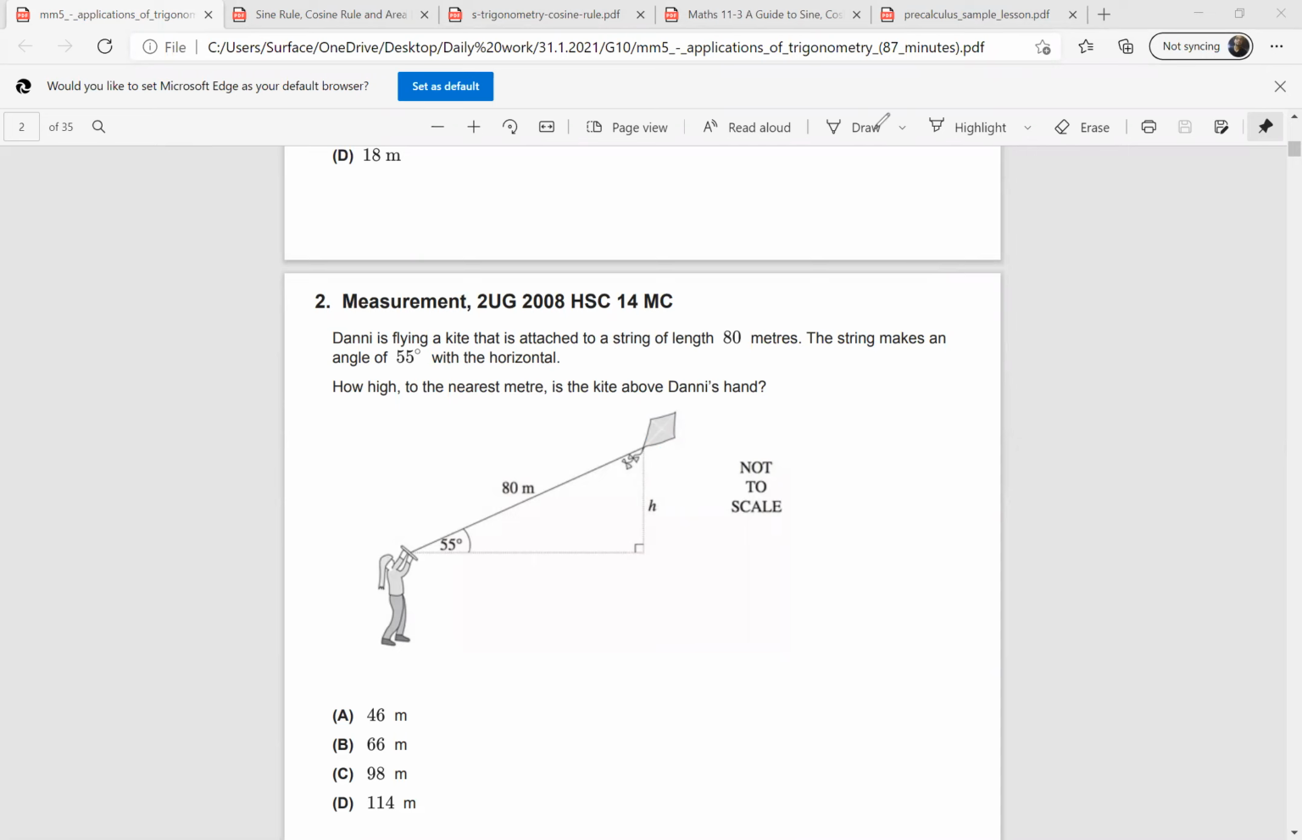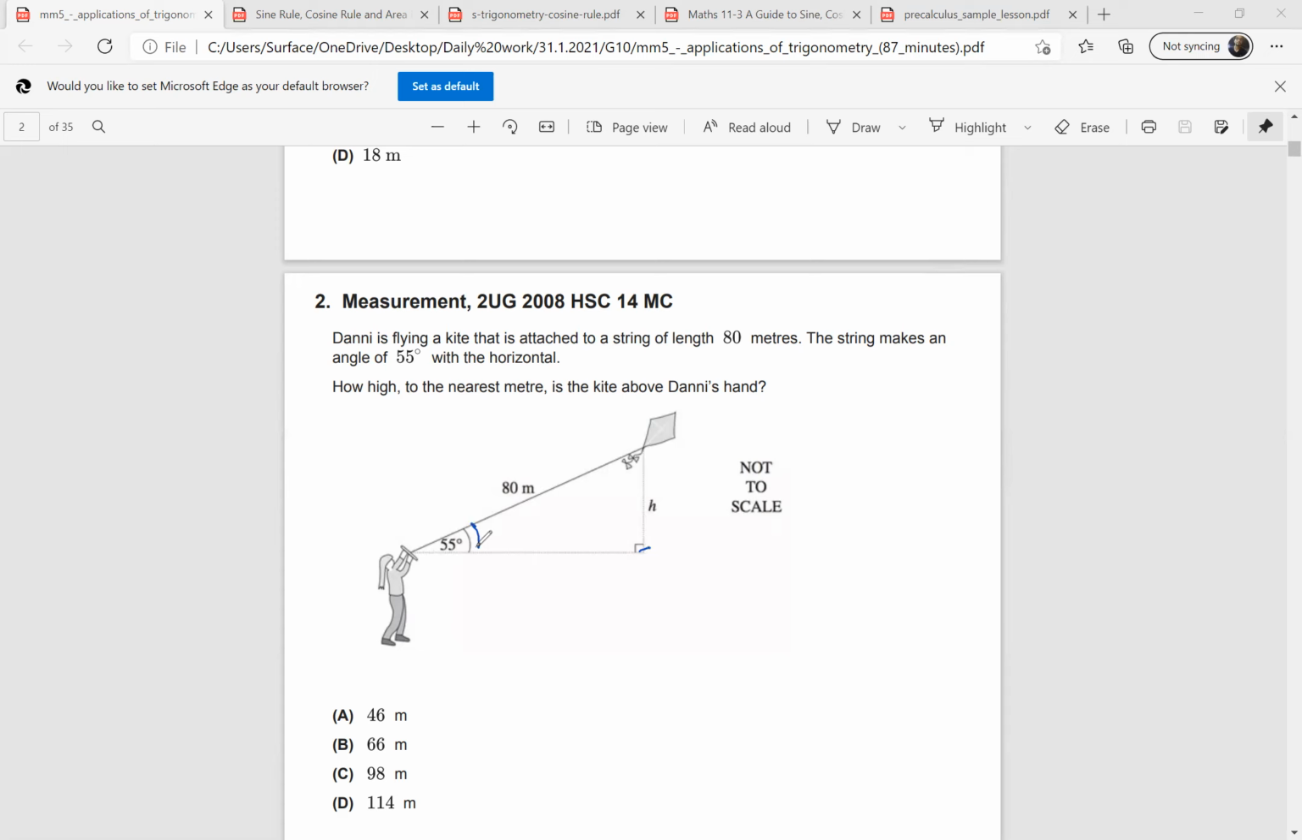He's flying a kite, and the angle of elevation between his position and the kite is 55, and the distance from his hand to the kite is 80, and we need the height of the kite. So we have this side which represents the hypotenuse, and we need the height. So which ratio can we use to find it?